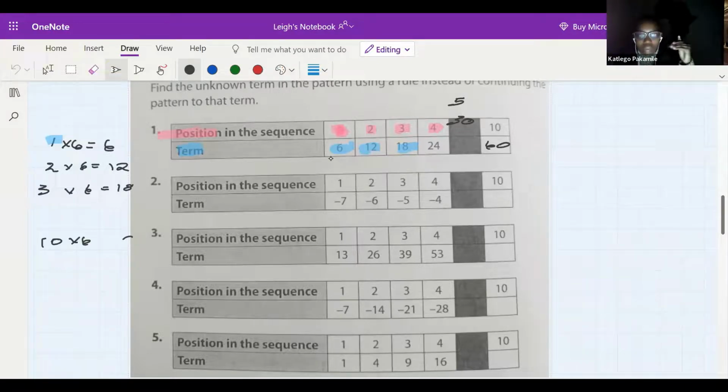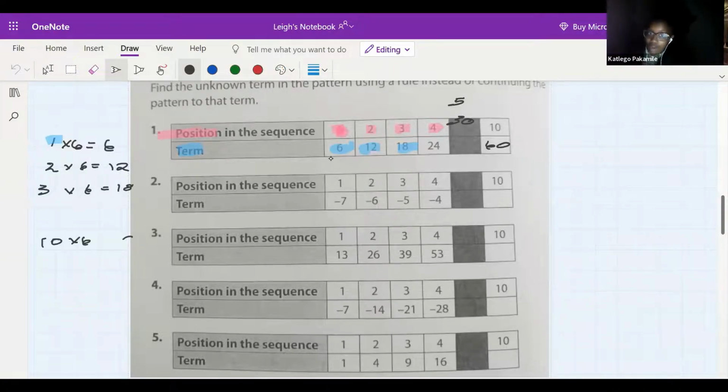So now we added the position into the mix. Okay. So now we're saying the number 6 is the first one. So it's in position number 1. Yes. So the number 12 is in position number 2.